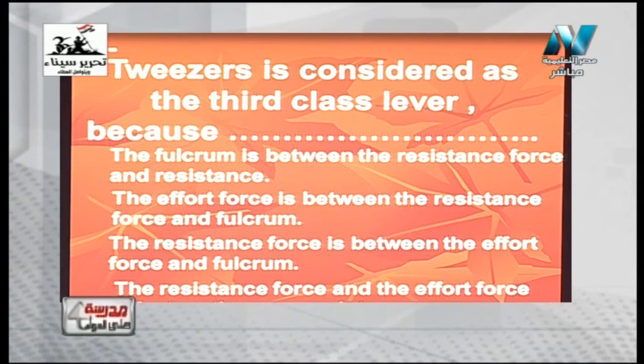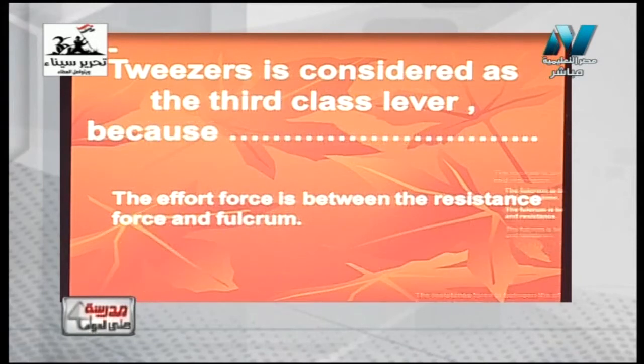Another question that says, tweezer is considered a third class lever because the fulcrum is between the resistance force and the effort force, the effort force is between the resistance and the fulcrum, the resistance force is between the effort force and the fulcrum, or the resistance force and the effort force are parallel. Tweezer is the third type, and we know very well that the third class lever has ORF, with F in the middle. We know the secret word ORF: if O is in the middle, it's a first class lever; if R is in the middle, it's a second class lever; if F is in the middle, and F here stands for effort force. So the answer is that the effort force is between the resistance force and the fulcrum.